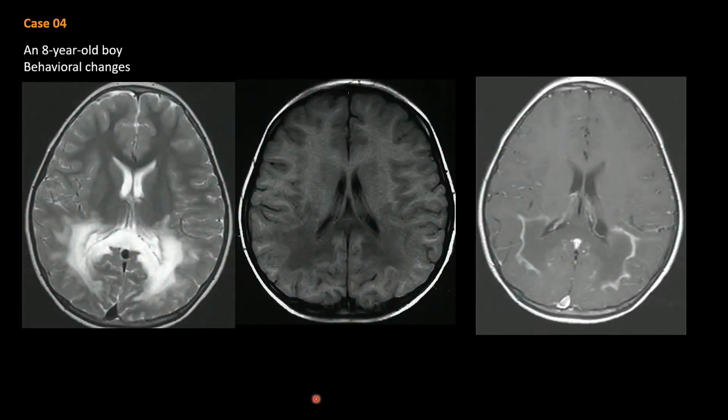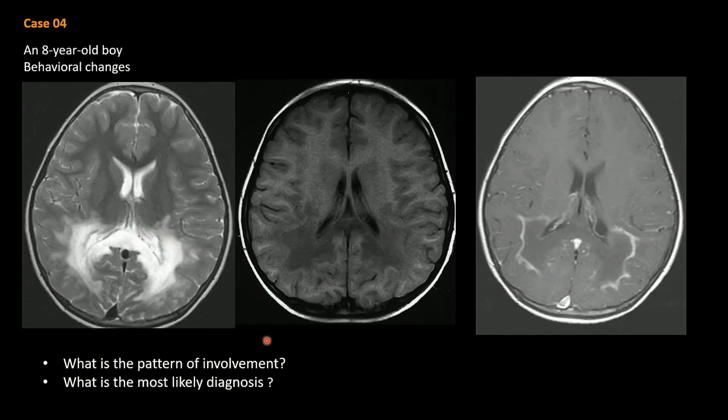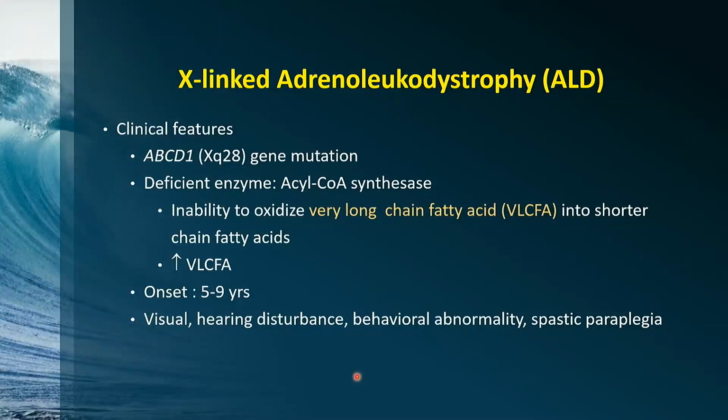So, case number 4 is an 8-year-old boy with behavioral changes. We can see the posterior predominance white matter signal abnormality on T2 weighted image, including the splenium of the corpus callosum. We can see a contrast enhancement along the involved white matter tract. So the pattern of involvement is white matter dominant, and there is a posterior lobar predominance. So the most likely diagnosis could be X-linked adrenoleukodystrophy.